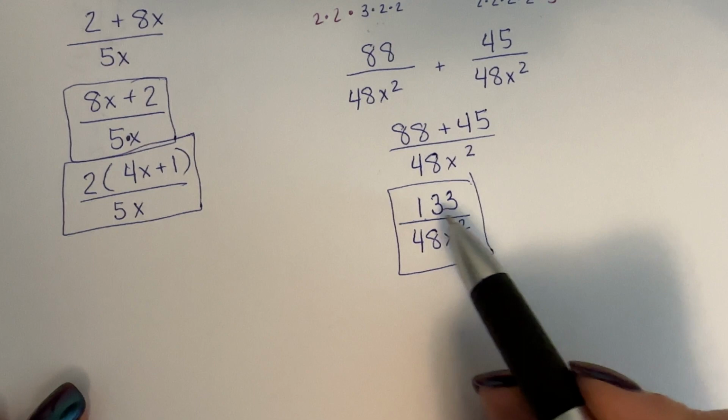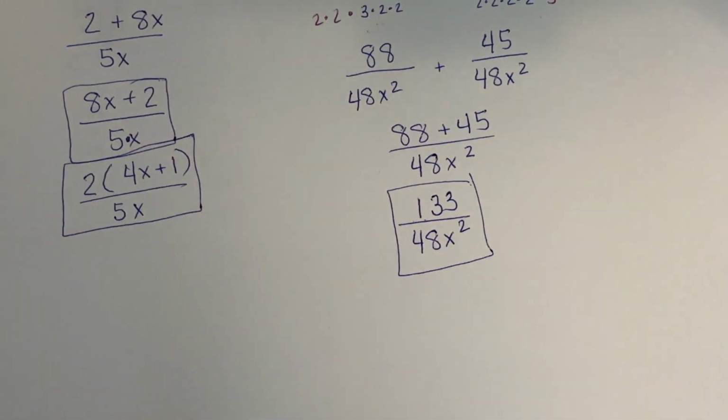So again, check to see if 133 and 48 will divide evenly by something and simplify. If they won't, you're finished. Like, that's it. That's done. Okay, let's slide on down to D.